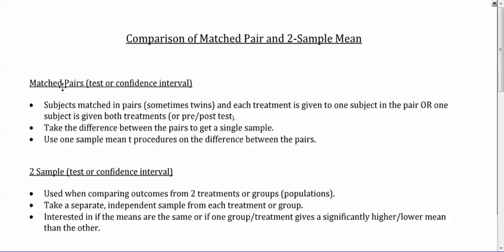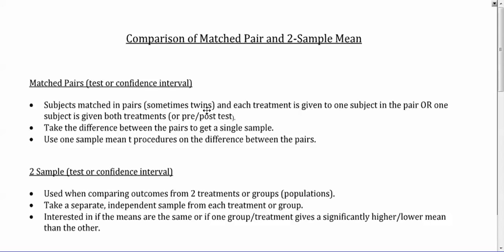Sometimes your subjects or experimental units are matched in pairs. So identical twin studies are a good example of this. Or if you're doing an experiment with, say, plants, you might match up 2 plants that are very similar in all the things that matter. For example, they might have the same genotype. And then from each pair, one goes to one treatment group and one goes to another treatment group.